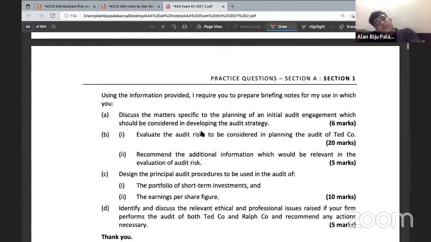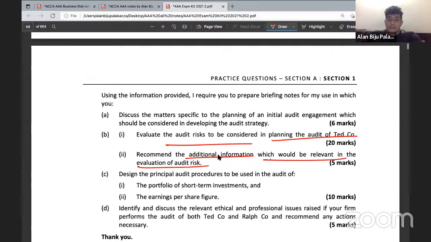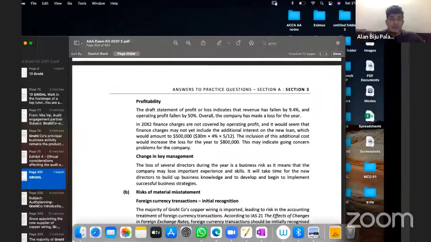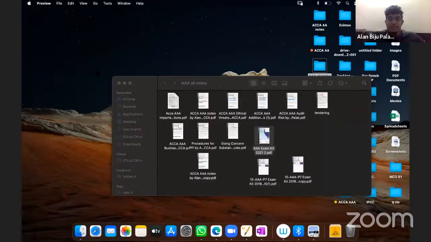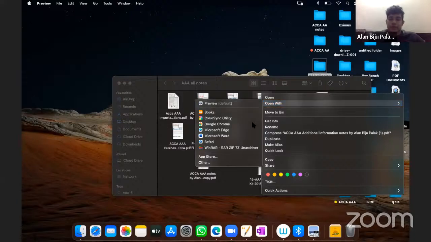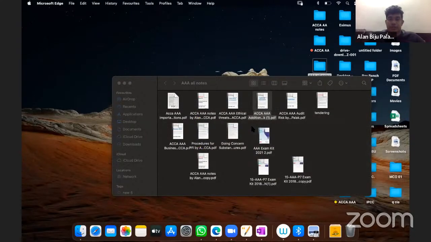Evaluate the audit risk to be considered in planning the audit of TED company. In addition to that, recommend the additional information which would be relevant in the evaluation of audit risk. So the examiner is requesting you to write the additional information that you need to request from the audit partner to complete the audit properly. So we have also created a note for the additional information as well.